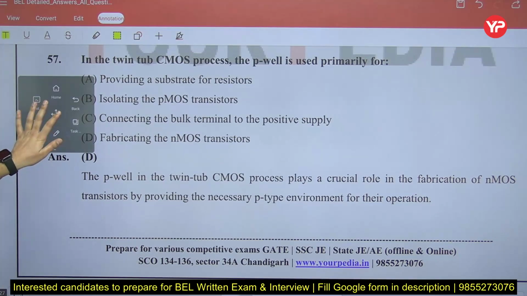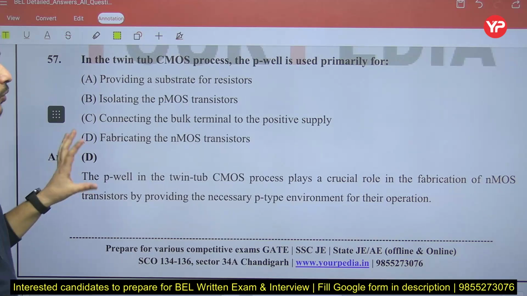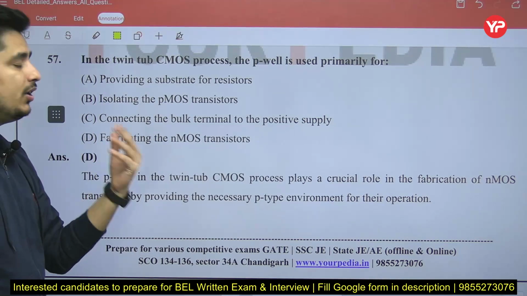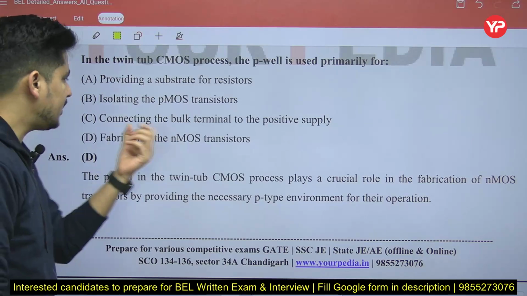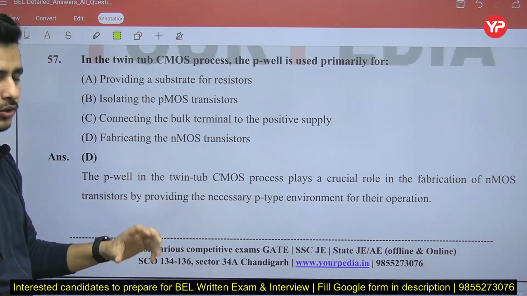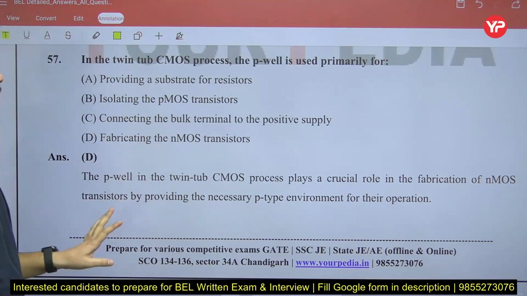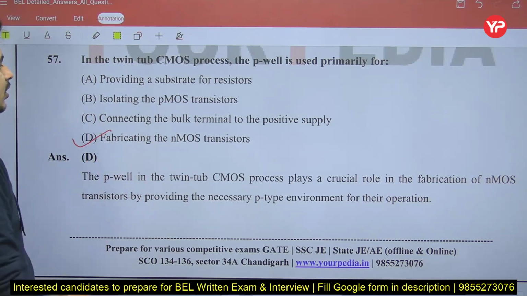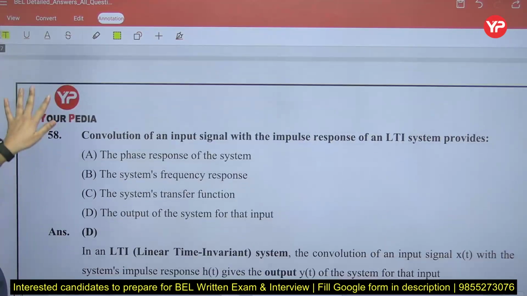In the twin tub CMOS process, the P-well is used primarily for, see, basically when we have P-wells, that will be used in the fabrication of NMOS, and N-wells are used for the formation of the PMOS. So what will be the answer? Fabricating the NMOS transistors, right, in the CMOS technology.